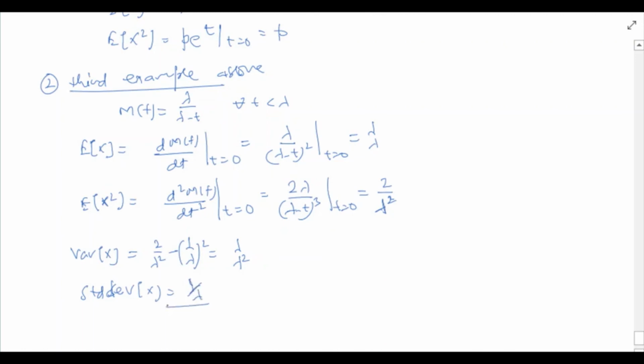So this was about moment generating functions. This brings us to the end of this lecture. Thank you.